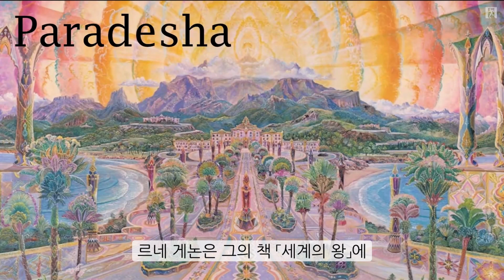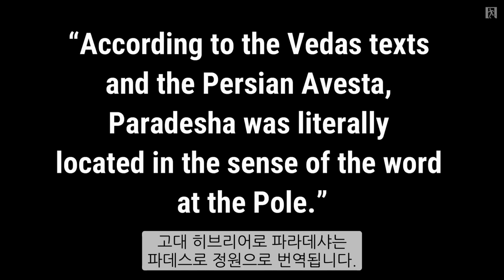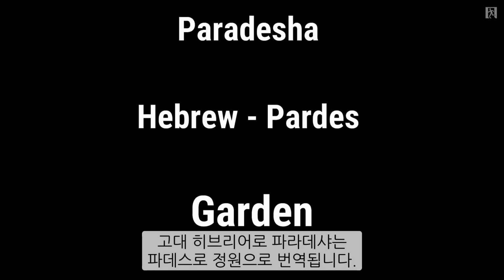The Vedics called this land Paradisha. René Guénon in The King of the World writes, according to the Vedas text and the Persian Avesta, Paradisha was literally located in the sense of the word at the pole. The ancient Hebrew word for Paradisha is Pardes, which translates to garden.